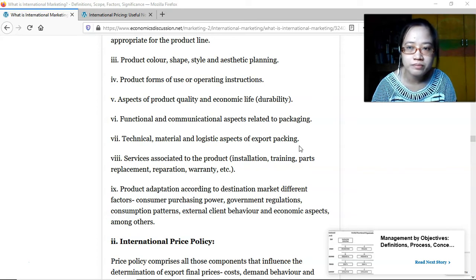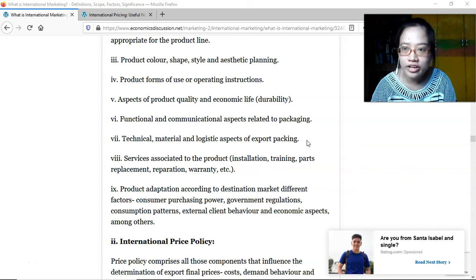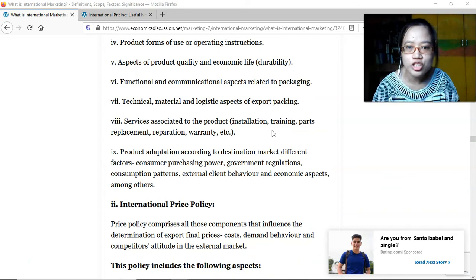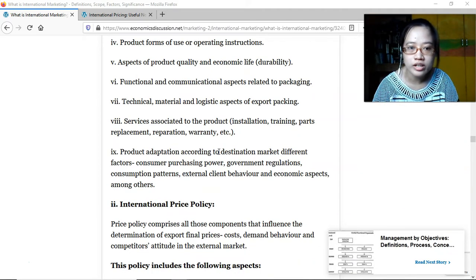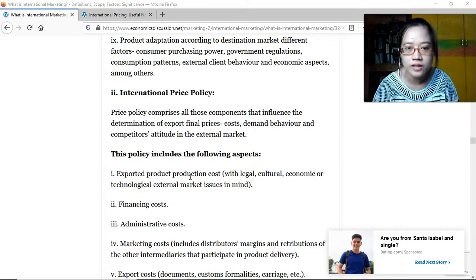Sometimes they would require the instructions or the labels to be in their particular language, and then there's a translation in English, or another language that they prefer. Services associated to the product: installation, training, parts, replacement, reparation, warranty. Product adaptation, according to destination market, different factors: consumer purchasing power, government regulations, consumption patterns, external client behavior, and economic aspects, among others. Then we have international price policy.